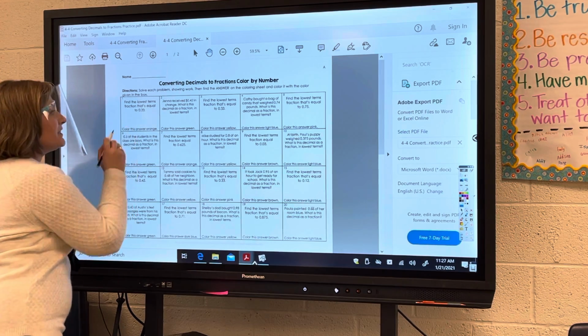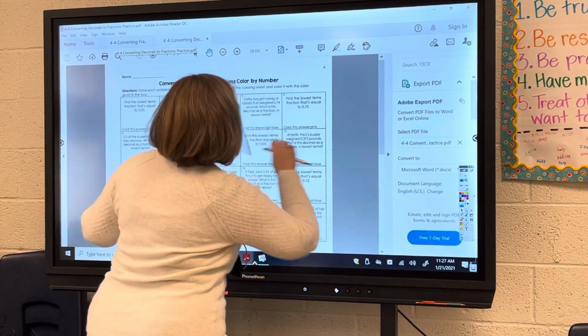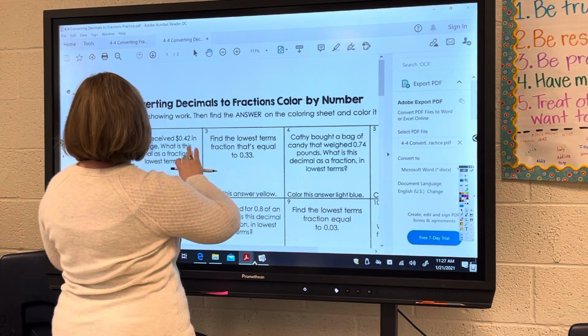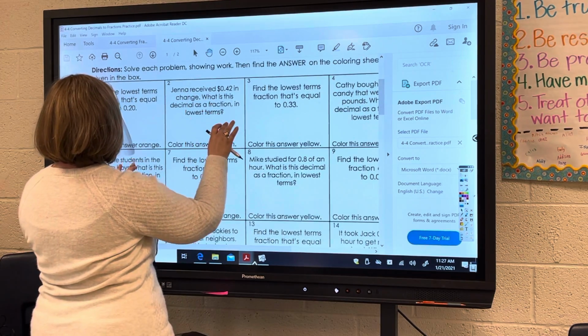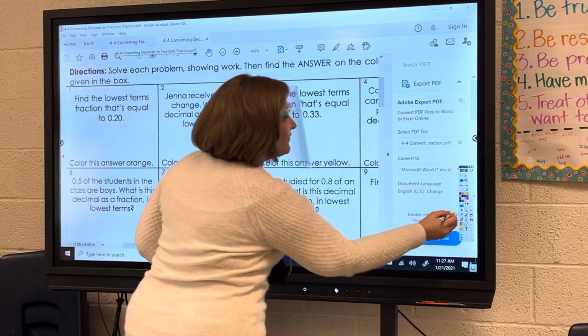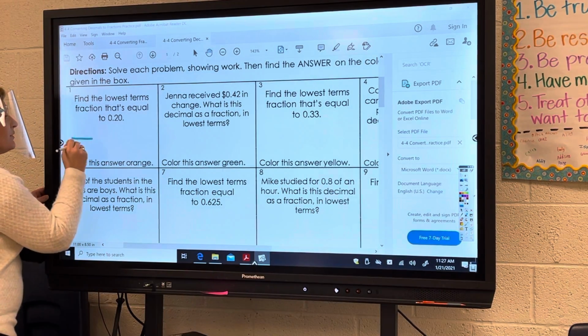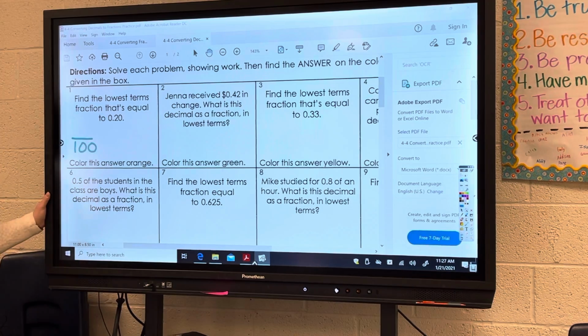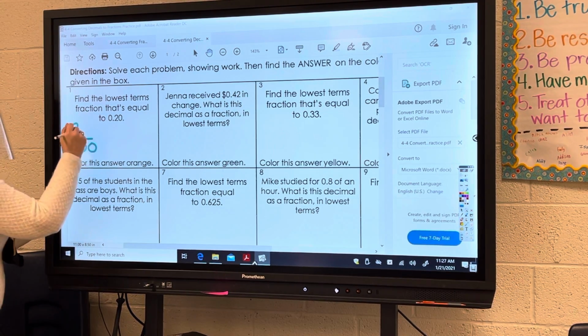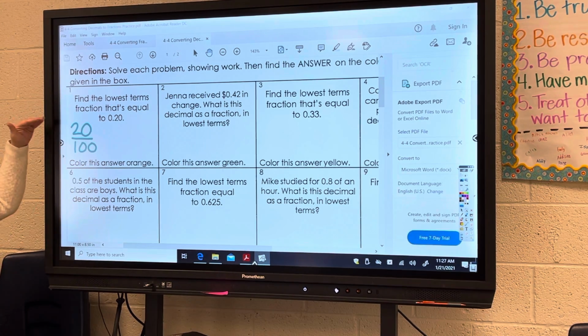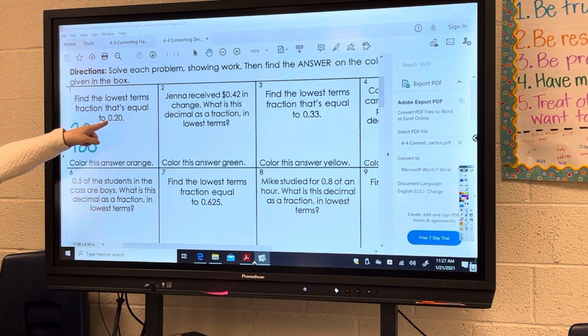So, what's my denominator going to be? Let me do this so that it's bigger so you can see it a little bit better at the back. 100. So, if it's 20 hundredths, my denominator is going to be 100. So, what's my numerator? 20. 20 hundredths. What does that say?